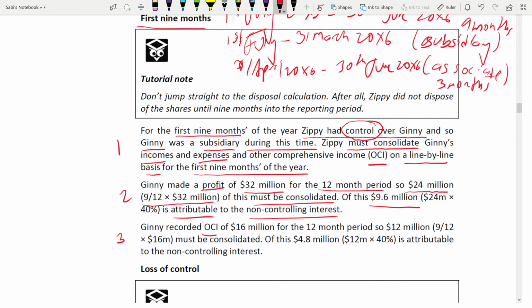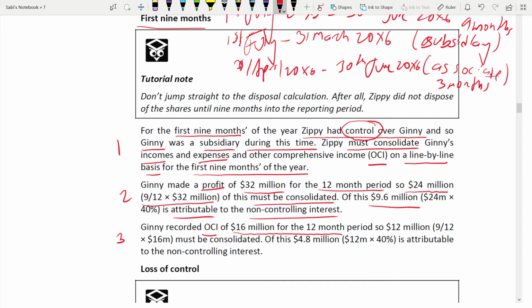You are not combining profit and OCI in one paragraph or mixing them together. Both things are separate and should be kept separate. So recording OCI of 16 million for 12 months, the same way you have written for profit, you are writing for OCI. This helps a lot. First of all, consistency is maintained. Second, you don't have to remember too much. It's just like you are filling the blanks.